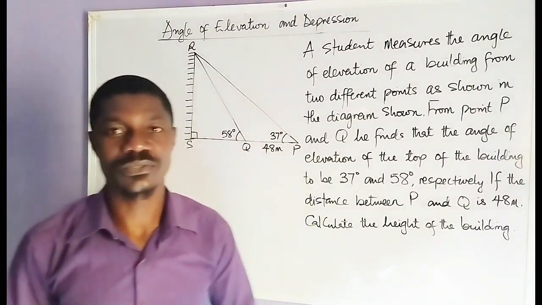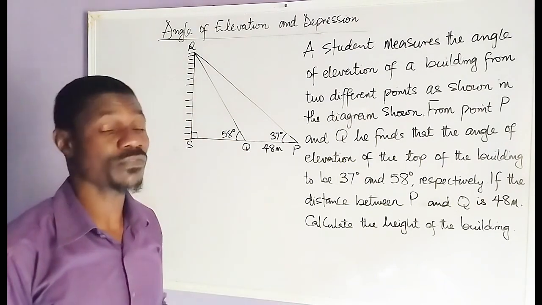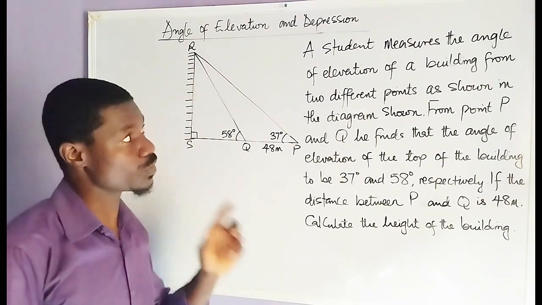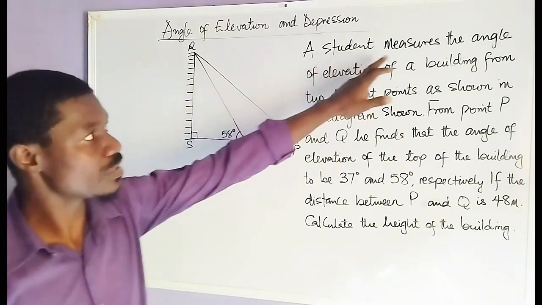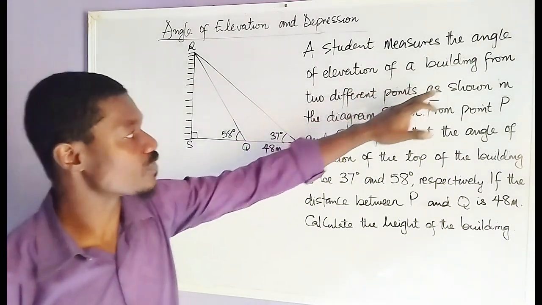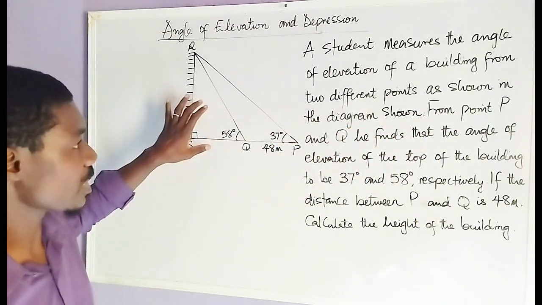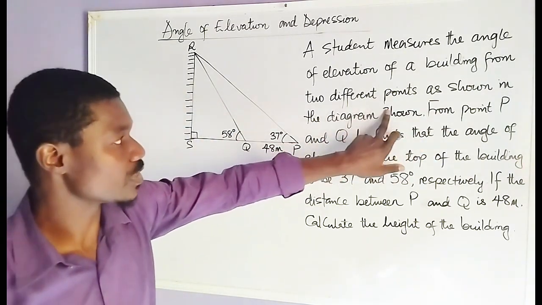Welcome to Melak Online tutorial, and before us is another question on angle of elevation and depression. This question reads that a student measures the angle of elevation of a building from two different points as shown in the diagram here.